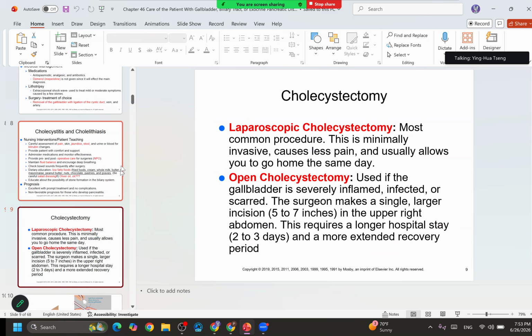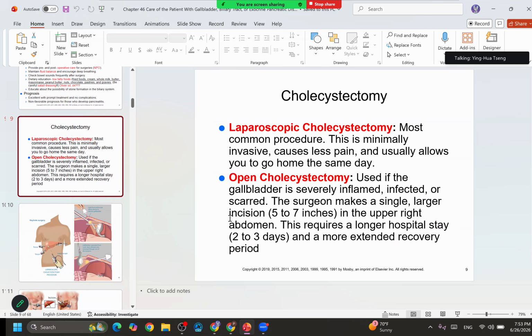All right. Here is also another superstar. NCLEX is asking you, be careful. Cholecystectomy means we remove the gallbladder. When we remove a gallbladder, we have two surgeries. Two surgery types. Everybody, you're in California, so that's why you see laparoscopic surgery a lot.